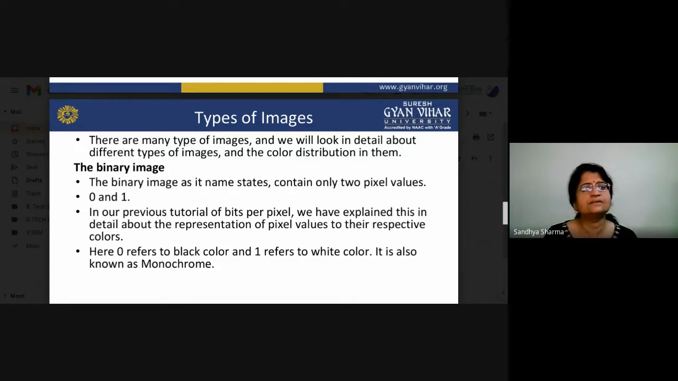We can say there are many types of images and color distribution in them. Color distribution is also a wide area. So now we will focus on the binary image. As you can see, binary is in 1 and 0 format. There are only two pixel values, 0 and 1. 0 refers to black color and 1 refers to white color. So it is also known as monochrome.